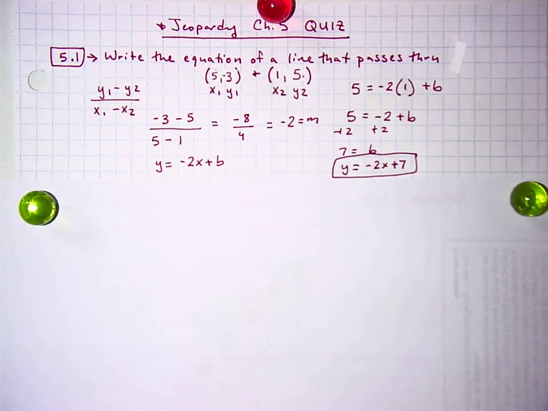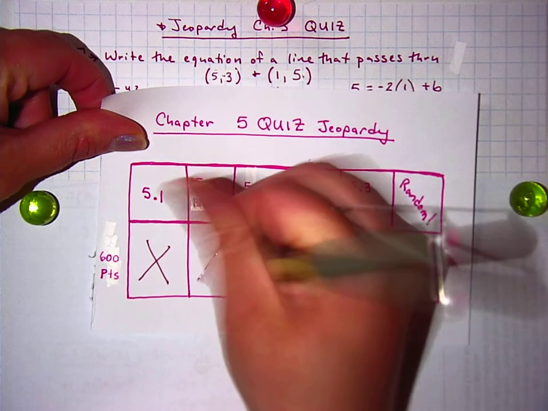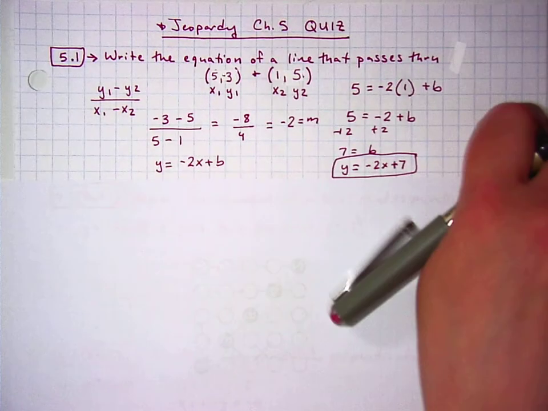Did you get it right? If you did, it's 600 points. Congratulations. Well done. 600 points to you. Okay. That one's done. Now let's try 5.2 part 1.